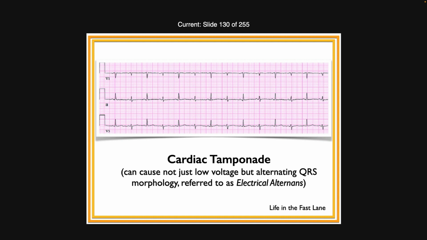You don't need to know this for this class, but when you see it, if you want to impress the doc in the ED, and they hold this up to you and you say, it's electrical alternans, boy, they will pat you on the head. Is that one of those things that's going to show up on the NREMT exam? I doubt it very much. I really doubt it. It can happen with cardiac tamponade, but you want to impress those guys.